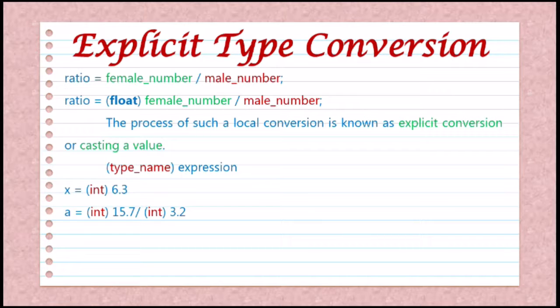Next, a equal to, in brackets, int 15.7 divided by, again in brackets, int 3.2. So in this case, first 15.7 is converted into integer, that is 15. Next, again 3.2 will be converted into integer data type, that is 3. So after converting both the values into integer, 15 divided by 3, that is 5, and that answer will be saved in a.